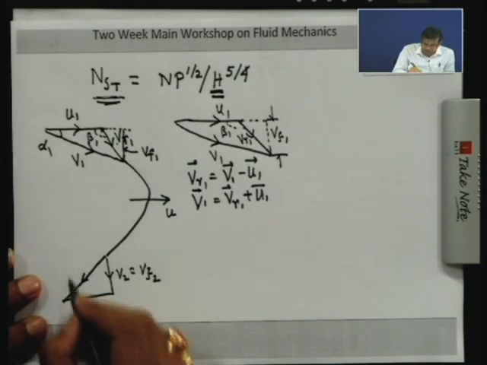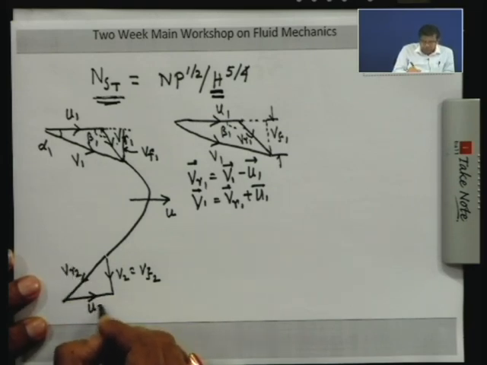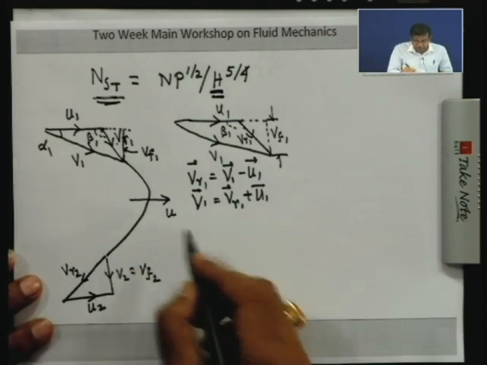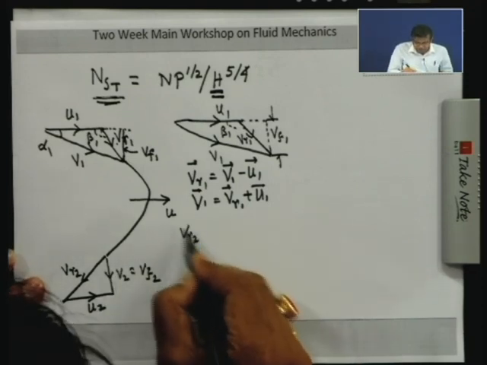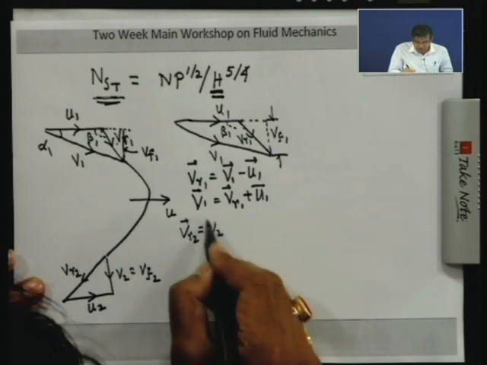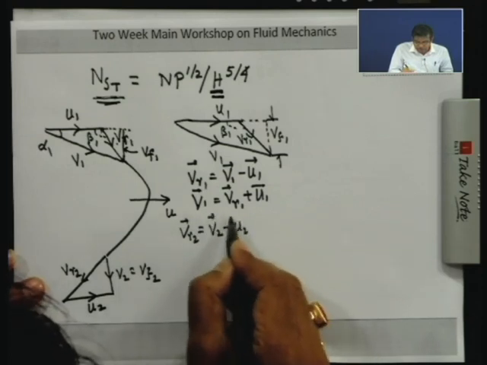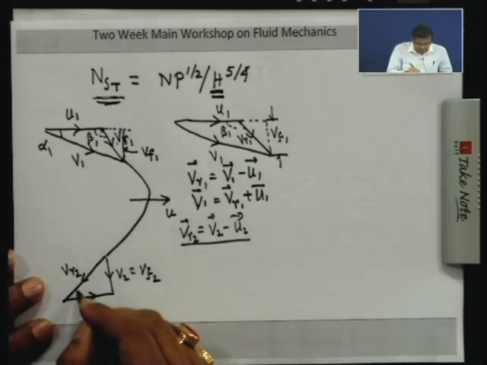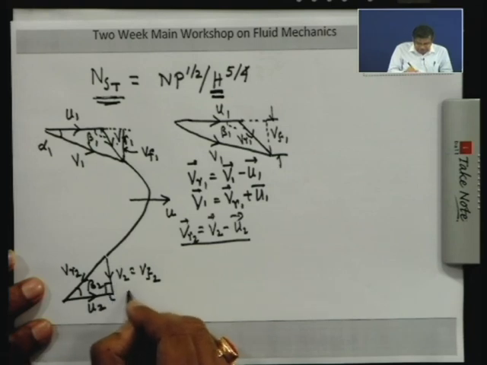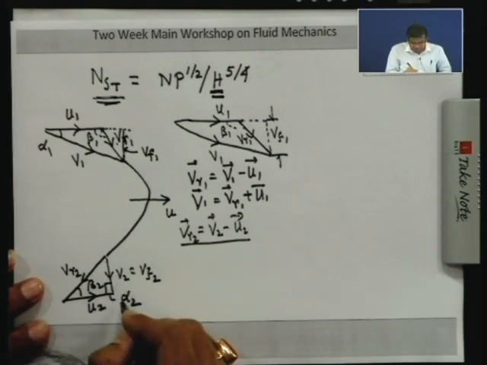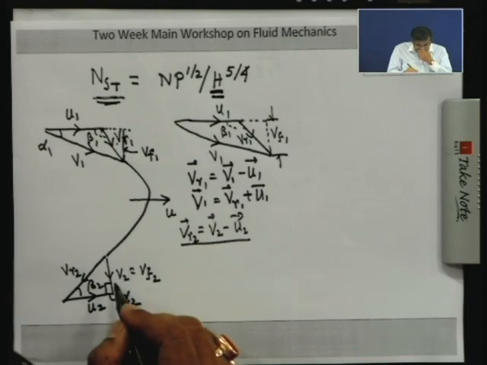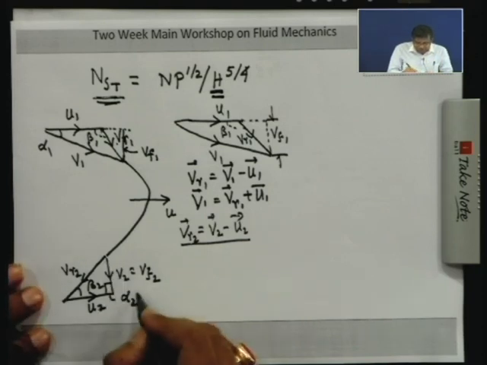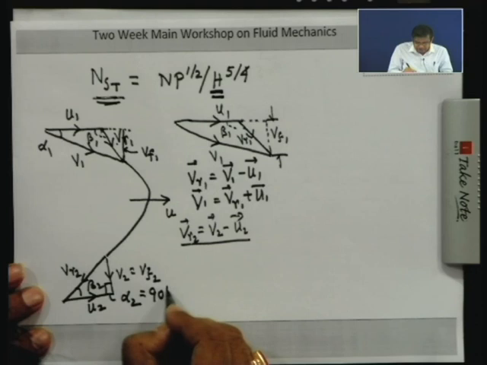So, therefore, this is Vr2 and this is U2. Here also, in a similar way, Vr2 is V2 minus U2. If you write this vector equation, then this vector triangle you can understand. So, therefore, this is beta 2, and here this angle is by definition alpha 2. Alpha is the nomenclature given to the angle made by the absolute velocity with the tangential direction, which in this case is 90 degrees.